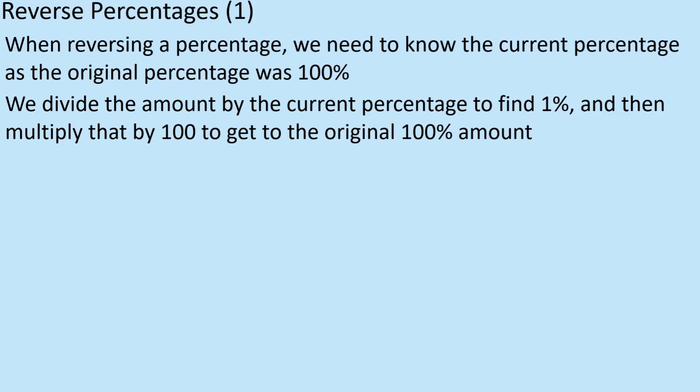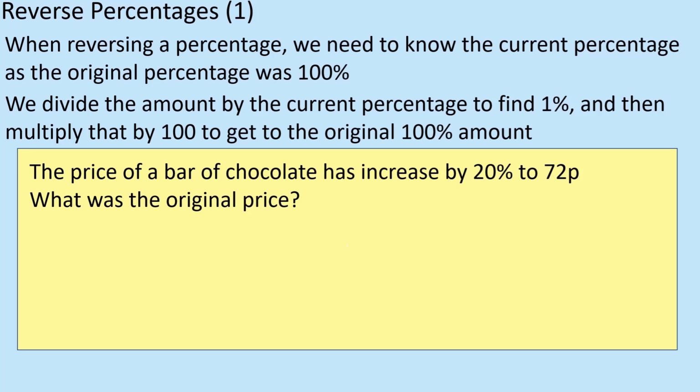So when reversing a change, you need to treat the current percentage as being out of the original 100%, then divide the amount by the current percentage to find 1%, and then multiply that by 100 to get to the original 100% amount. There, it's a mouthful. Right, let's look at it in context.